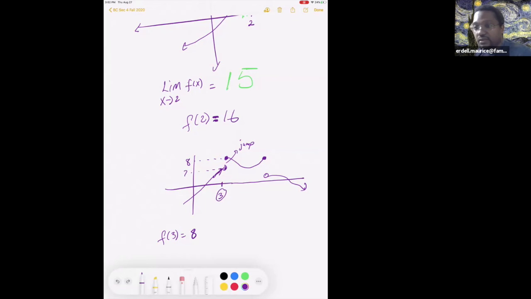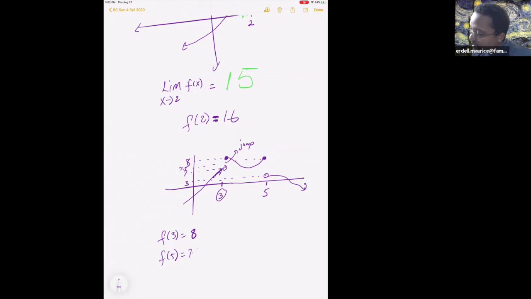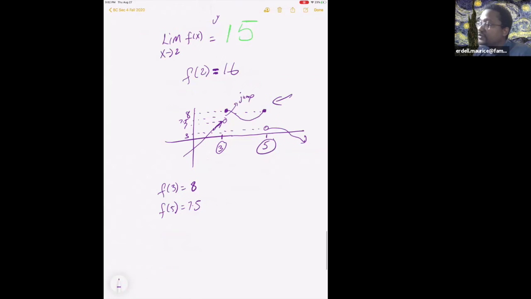And similarly, over here, if this right here is 5 and this open circle is at, say, 3, and this closed circle up here is at 7.5, if I ask you to find f of 5, the answer is going to be 7.5, because you go to the closed circle. If there are 2 open circles, then the answer is no solution.